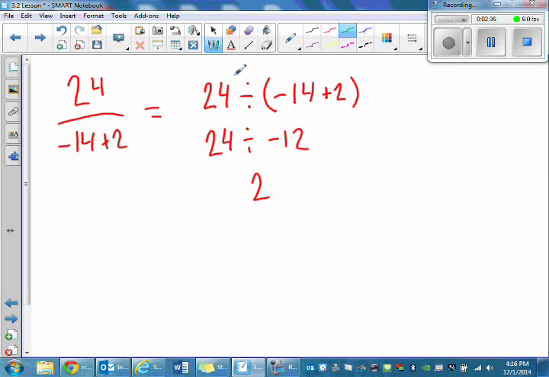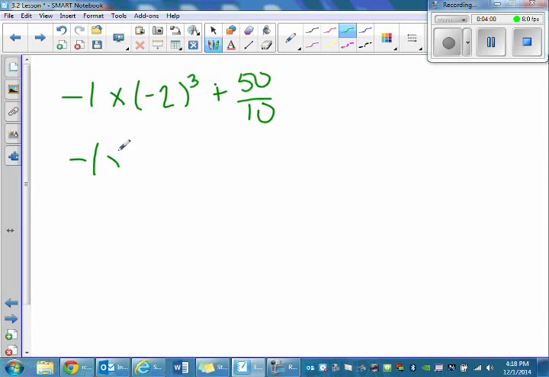Okay, so basically my tip to you is, if you have stuff on the top or the bottom of a fraction, do that first. Okay, then simplify your fraction. We're going to do exponents first, so I have -2 times -8 plus 50 over 10. Then we can do our multiplication, and this is division. Okay, you're like, oh my goodness, that's a fraction? Yes, but a fraction that simplifies to 5. 50 divided by 10. So -1 times -8 is 8, plus 50 divided by 10 is 5, and 8 plus 5 is 13.